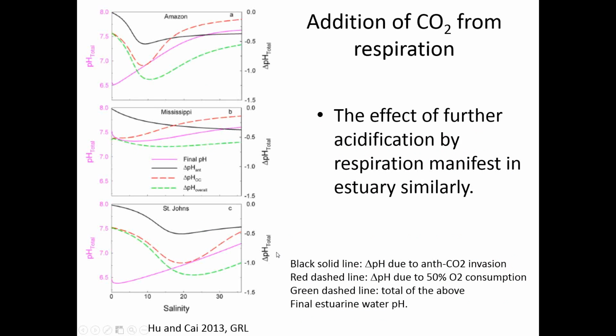Okay, I'm going to skip this. All this says is when you add the CO2 from respiration, you got a similar minimum zone here in the Amazon and St. John's River, but not the Mississippi. I'm going to skip the rest of the talk. You can see that from these slides.